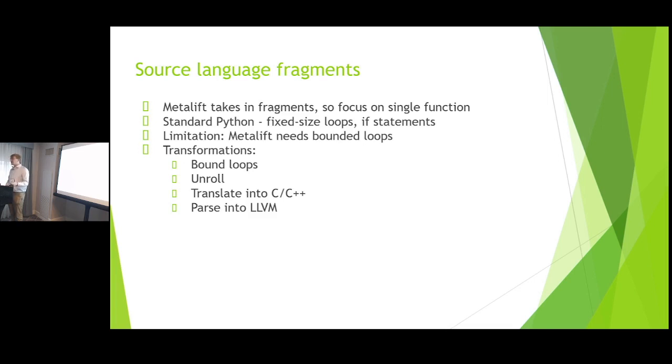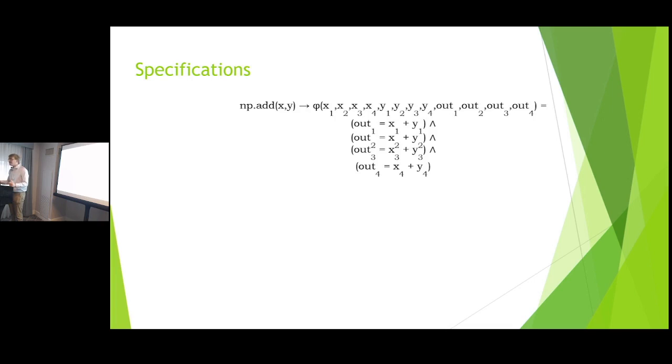So we've got our source language fragments, and then next we need to have our specifications. For each NumPy function that we have, we need to generate a specification for it. This can be done by hand ahead of time so that users can just provide their source program and then get specifications and do the synthesis that way.